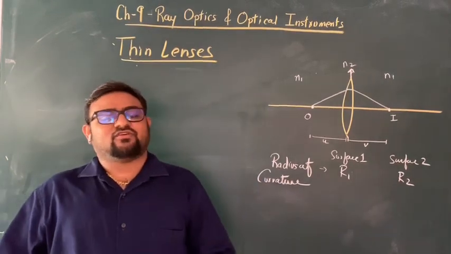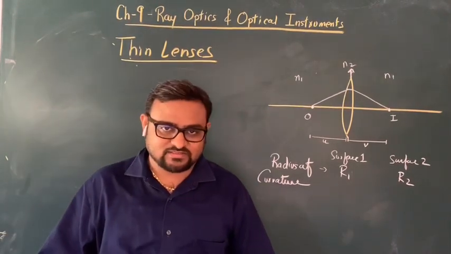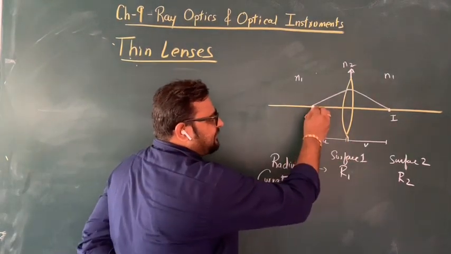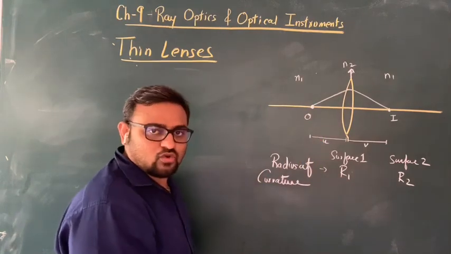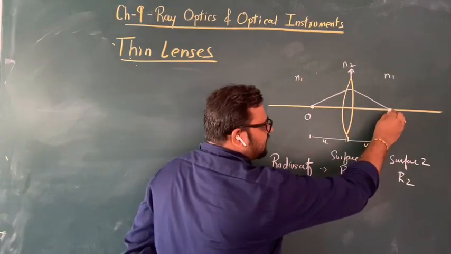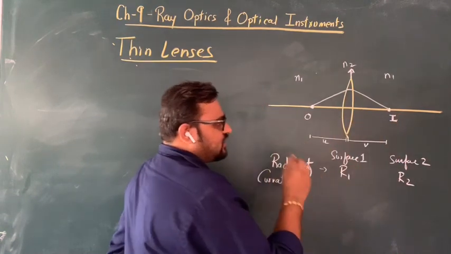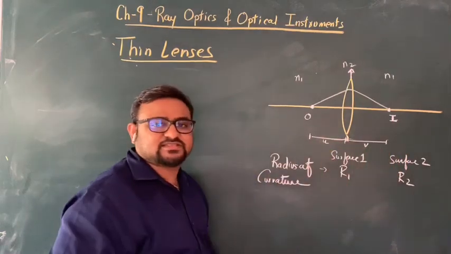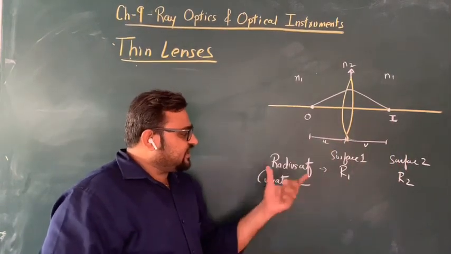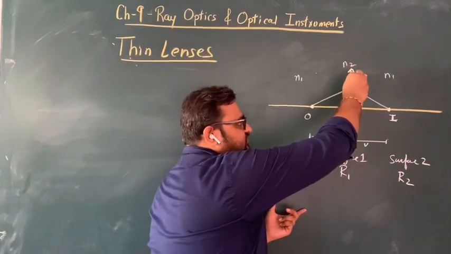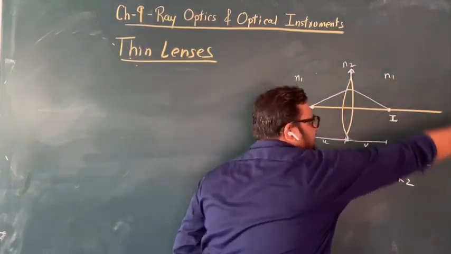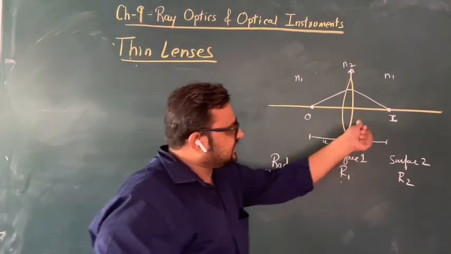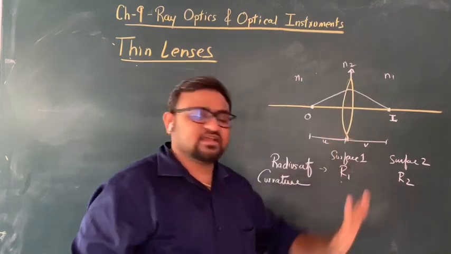Now let's derive the formula for a thin lens. You can see here, this is a thin lens. An object is kept at this position O. Its image is formed on the other side of the lens at I. So this is the object distance u and this is the image distance v. The radius of curvature for the first surface, when I extend it, is on this side, so R1. The radius of curvature for the second surface is R2.